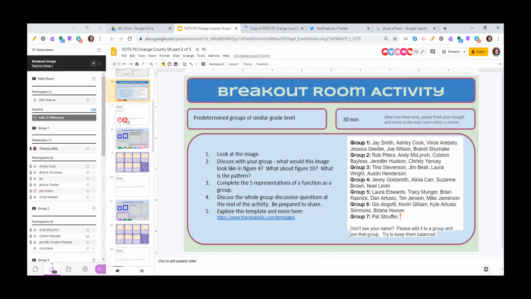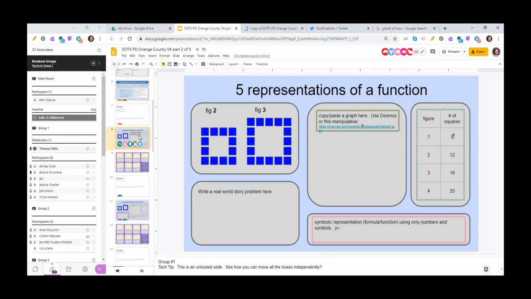Hi, folks. That was an excellent question. That's the question that's going to guide your entire process on your first slide, the 5 representations of a function. So you'll complete that slide, you'll insert a graph, you'll complete the table, you'll write a real-world story problem and an equation. And all of that's going to help you to think about the 4th and 10th figure.